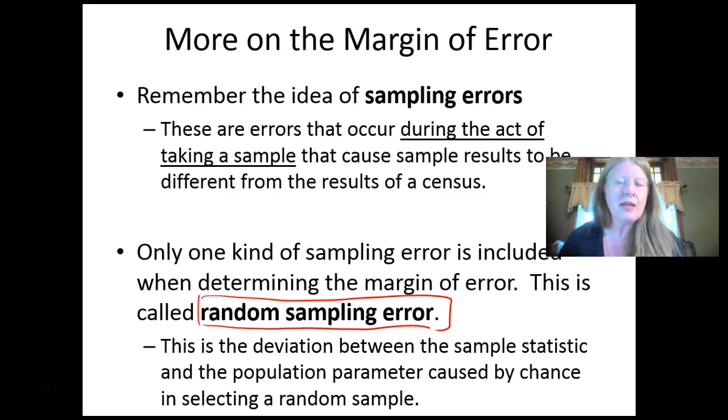So if you think back to the previous slide, that would be our idea of sampling variability, that just by chance, as we're sampling randomly, we're going to see differences from sample to sample because each sample is going to be comprised of different individuals because of that act of randomly selecting from the population. So when you're thinking about the margin of error, you have to keep in mind that it only includes this idea of sampling variability. It only includes random sampling error.